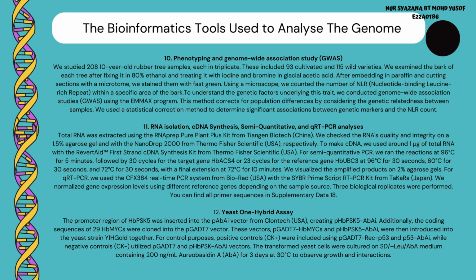Yeast one-hybrid assay. The yeast one-hybrid assay involved cloning the HbPSK5 promoter region into the pAbAi vector and 29 HbMYC CDS into the pGADT7 vector. These vectors were co-transformed into Y1H Gold strain with pGADT7-Rec-p53 and p53-AbAi as positive control and pGADT7 and pHbPSK-AbAi as negative control.